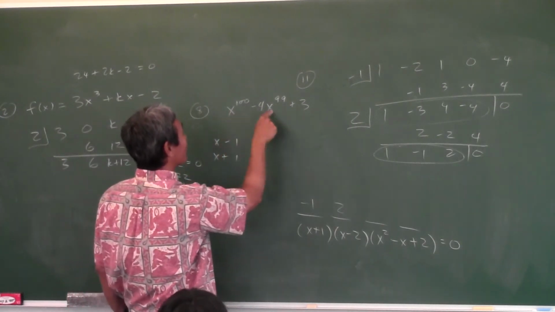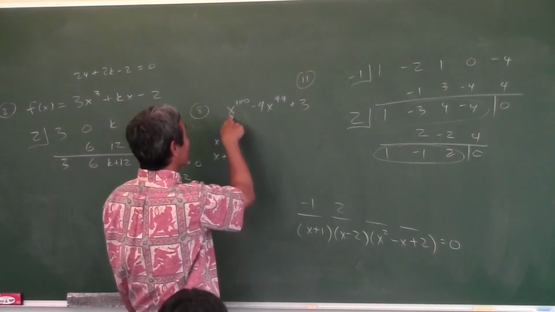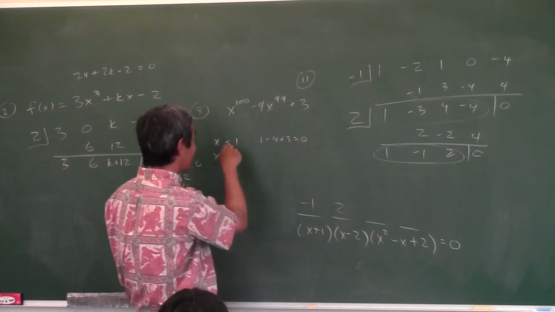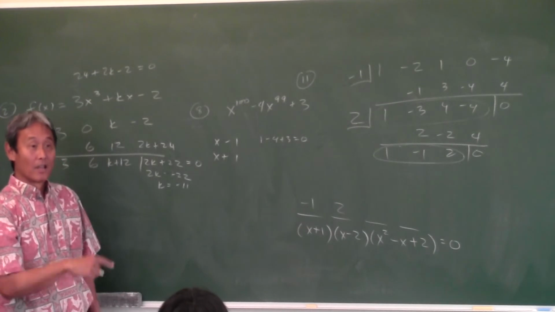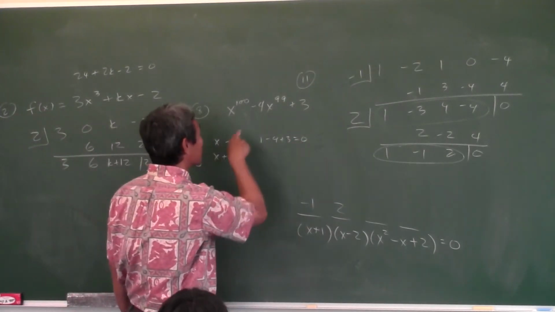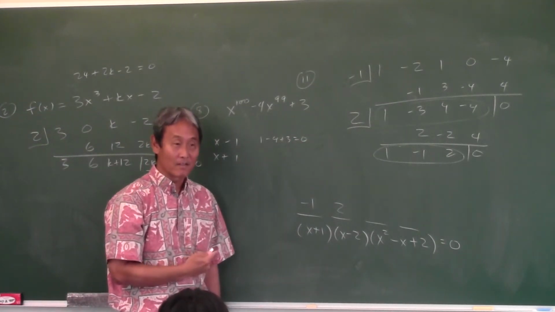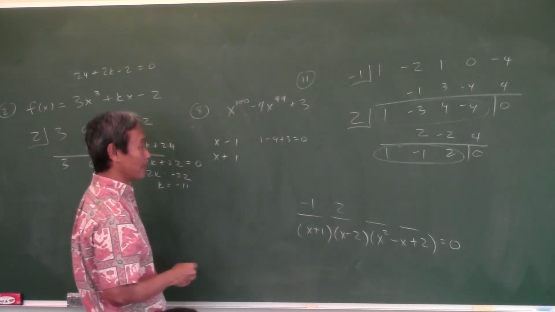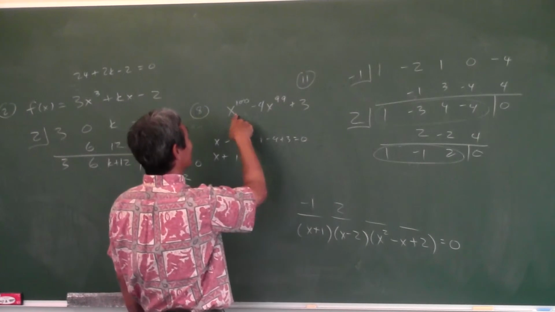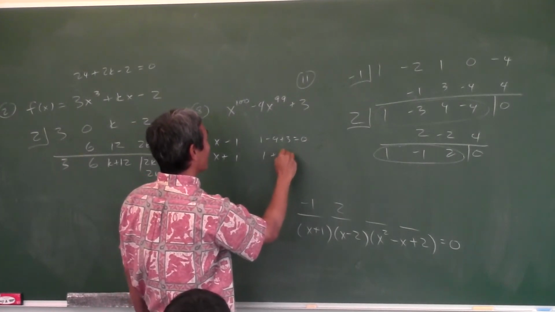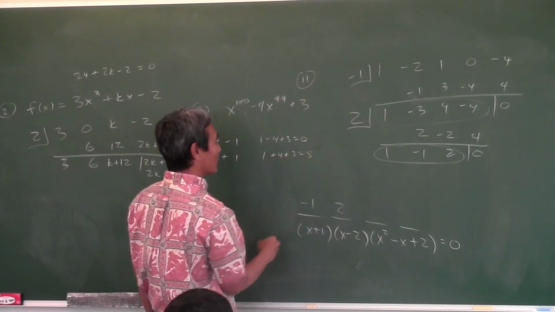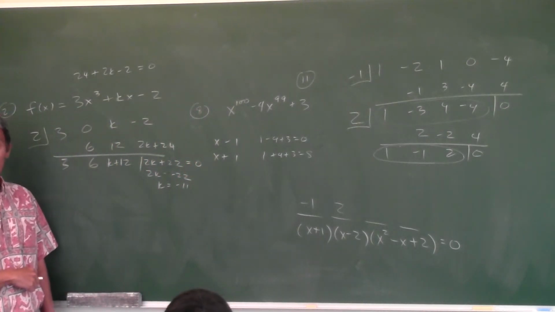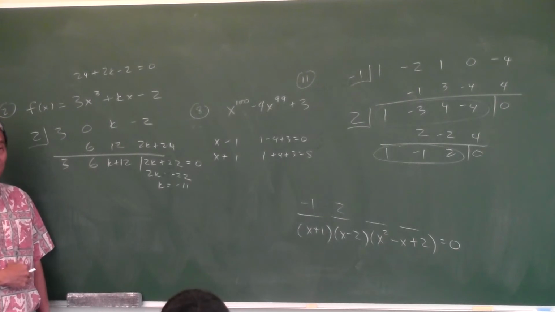So if I plug in 1 for x, what do you get? You get 1 minus 4 plus 3. That comes out 0, so yes, that's a factor. The remainder is the same thing as plugging in the number. That's the remainder theorem. You have to ask yourself which one is going to be faster. Okay, what about negative 1? If I plug in negative 1, you get 1 plus 4 plus 3. Does that come out to 0? No, therefore that one is not a factor. Now do you understand the remainder theorem?